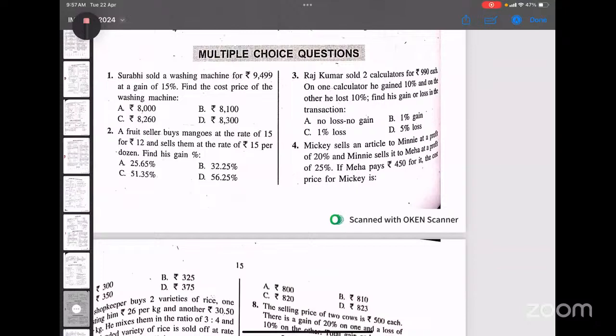Okay, solve question number 1. Surabhi sold a washing machine for 9,499 at a gain of 15%. Find the cost price of the washing machine.